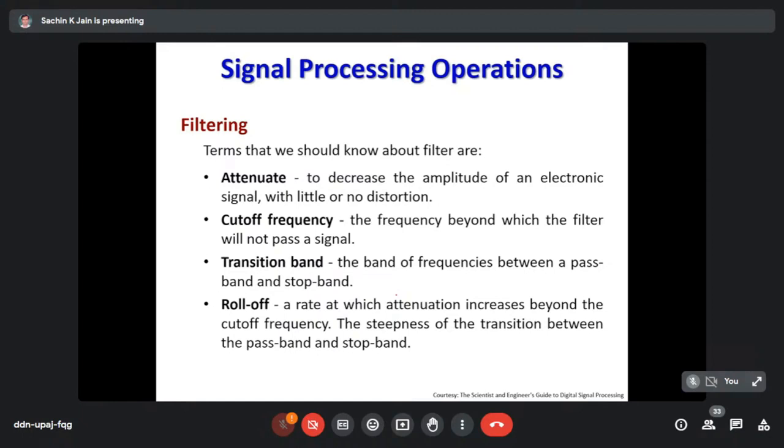Cutoff frequency means the frequency beyond which the filter will not pass a signal. Transition band means the transition from pass band to stop band. Okay, the roll off means how steep your transition band is. That is basically roll off.